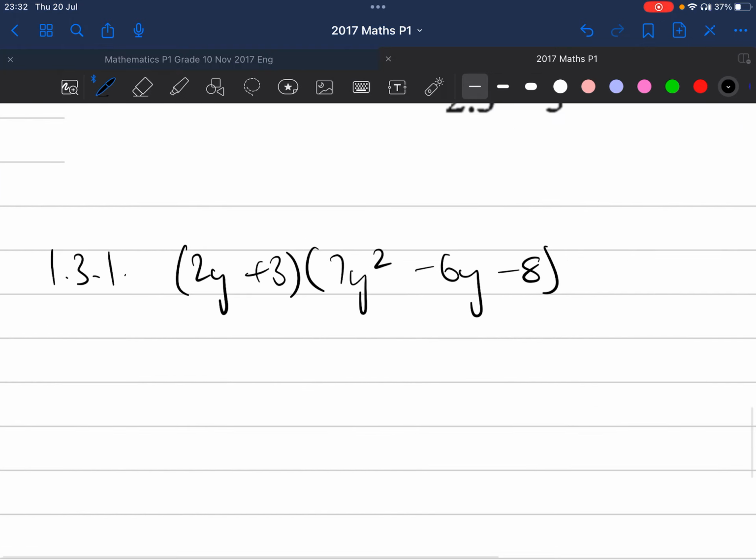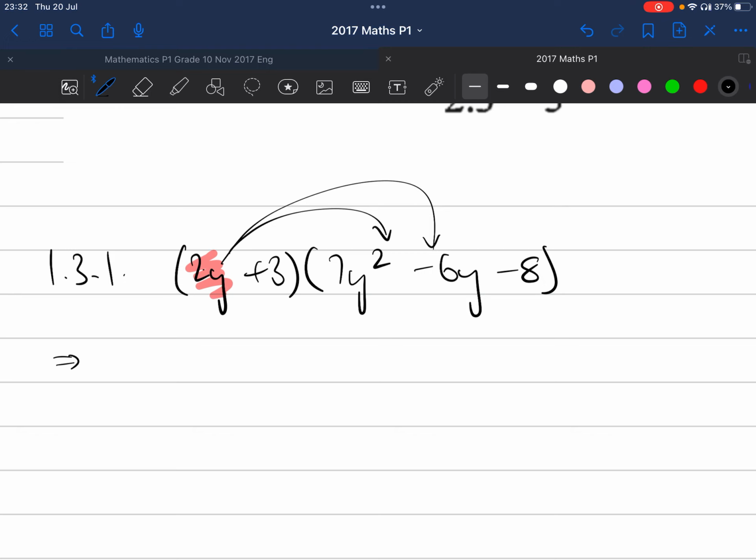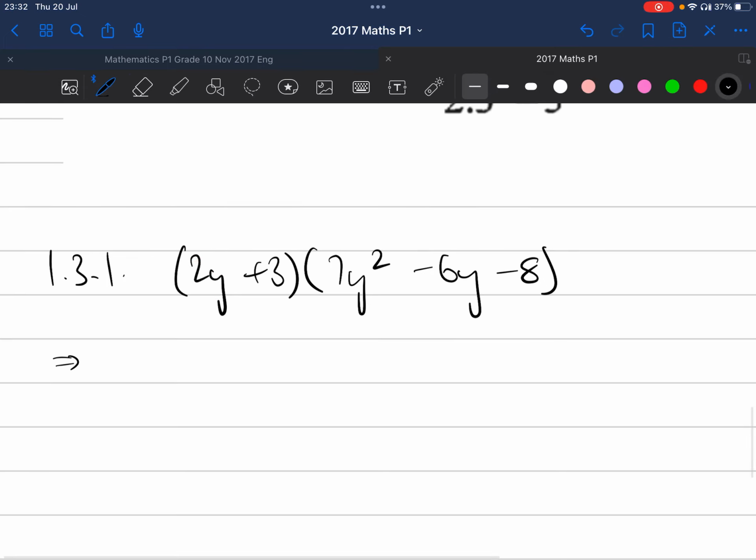Okay, so how do we multiply a binomial by a trinomial? The way to do that is to start with, let's say, 2y. We first multiply it by the first term there, then the second, then the third, and then we're done with that term. And then we move on to the second term. So we take this plus 3 and do the exact same thing: we multiply it by each term of the trinomial. Okay, so let's start with that.